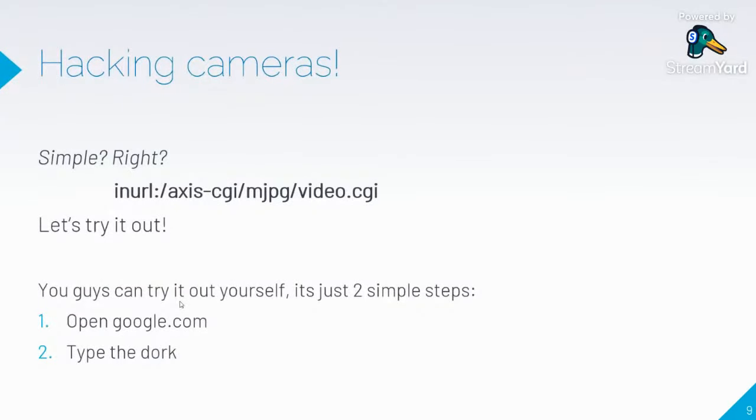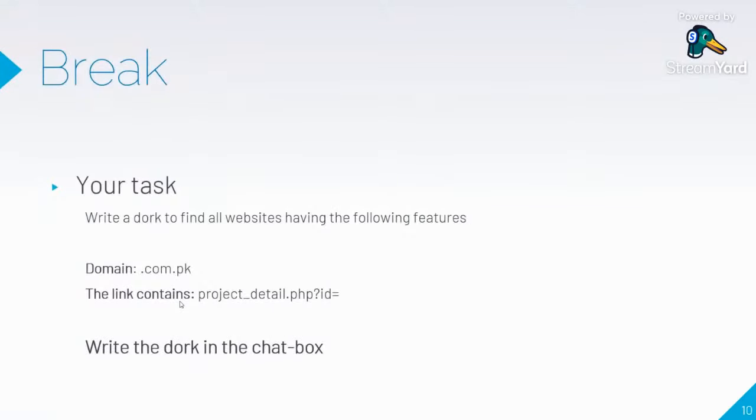You all can do this later after the stream, or probably right now, we'll be taking a short break. You all can search this specific dork and access some cameras yourself. I also have a task for you all. We'll be taking a break for 2 or 3 minutes. The task is you need to write a dork to find all websites having the following features. The domain of the website should be .com.pk, and the URL should contain project_detail.php?id=. So write the dork in the chat box. We'll be taking a short break for 2 minutes. So you have this task that you need to complete and write the dork in the chat box.